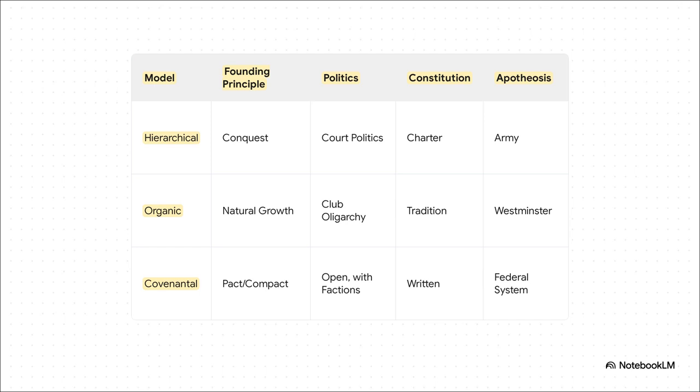Now contrast that with the bottom row. A state founded by a covenant, a pact between equals. Its politics become open, full of different groups or factions. Its constitution has to be written down, so everyone knows the deal. And its final form is often a federal system, designed to protect all the different groups that made the pact. See how that works? The origin story isn't just history, it's a blueprint for everything that comes next.